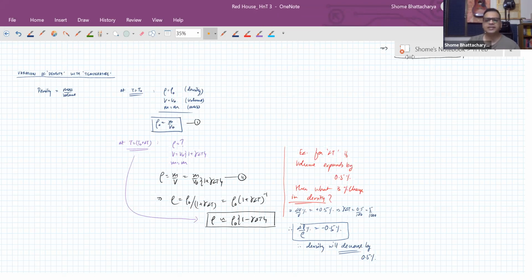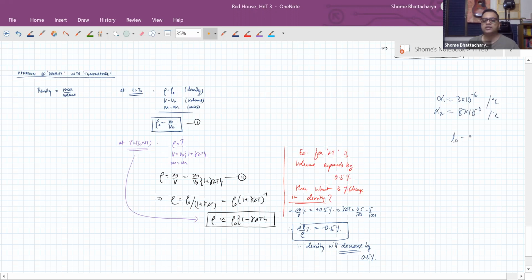One example problem of the bimetallic strip is just formula based. In a bimetallic strip, the alpha 1 and alpha 2 values will be given to you. Suppose alpha 1 is 3 into 10 raised to the power minus 6, and alpha 2 is, let's say, 8 into 10 raised to the power minus 6 per degree C. Their original lengths are 2 meters, and their thicknesses are 1 millimeter each. Then you have to find the angle for an increase in temperature equal to 50 degrees C. We just substitute in the formula.